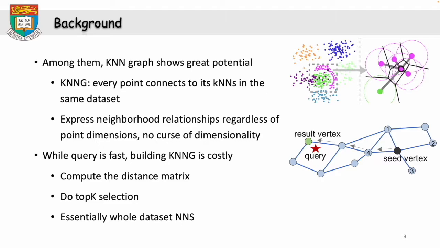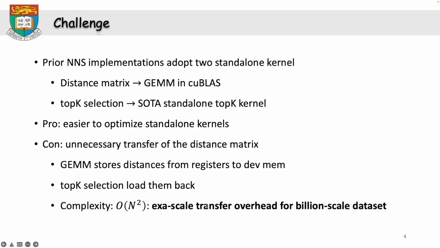While most tree-based and condition-based index can build in nearly linear time complexity, building KN graph-based indexes incurs very high computational cost. The most time-consuming part is to build the initial KN graph, which consists of distance matrix calculation and topk selection. So it is essentially the whole graph NNS. KN graph construction can directly use the NNS implementations, which separate the computation into two standalone kernels. It is easier to optimize the performance of standalone kernels, especially for the distance matrix calculation kernel, which can use the efficient general matrix multiplication implementations provided by some BLAS libraries, for example, cuBLAS.